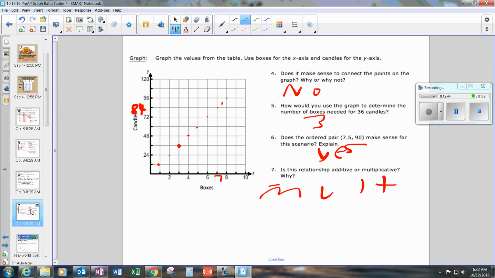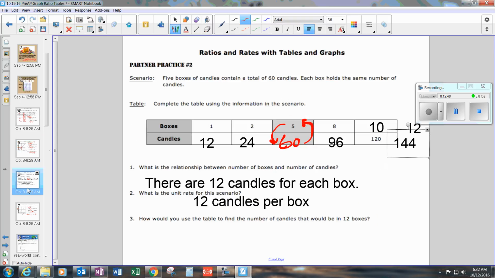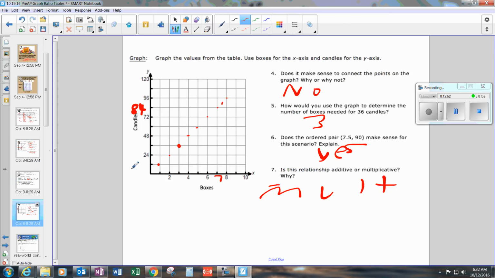So what we learned in this lesson is, from a real life scenario, can you create a table from it? From that table, can you graph the information? And through this graph, you're able to answer many, many different types of questions.